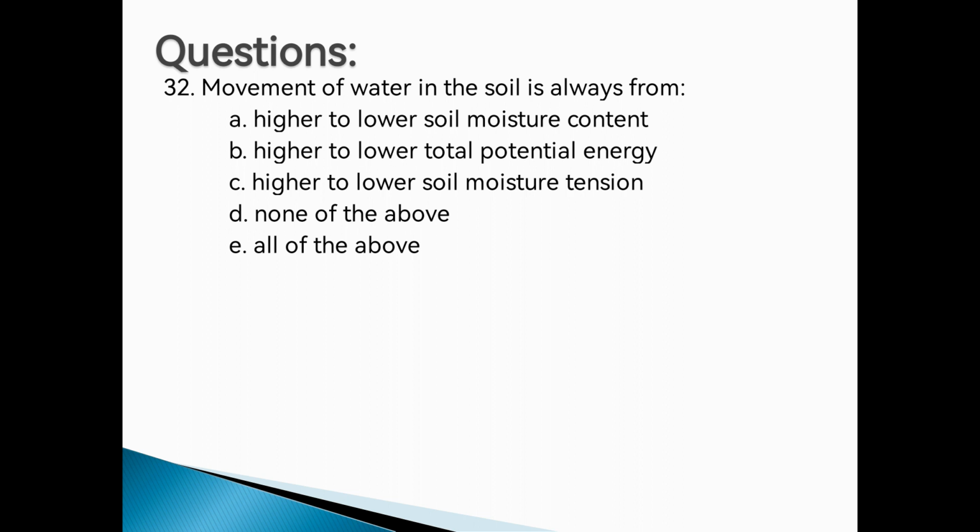Number 32. Movement of water in the soil is always from: A. Higher to lower soil moisture content. B. Higher to lower total potential energy. C. Higher to lower soil moisture tension. D. None of the above. E. All of the above. The correct answer is B. Higher to lower total potential energy.